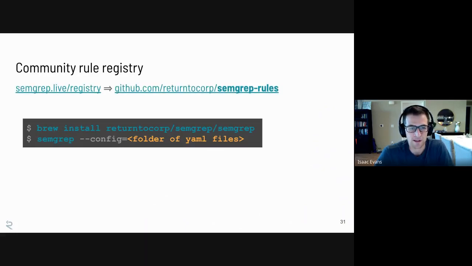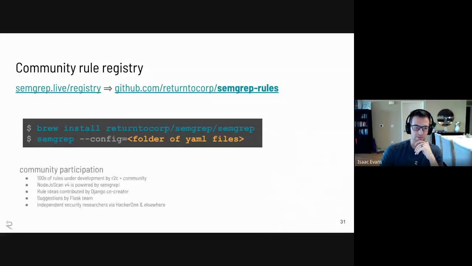So if you brew install Semgrep, when you run it with the --config argument, you can just point that at a folder of YAML files. And we have a registry on Semgrep Live, which is basically just a pretty front end to the Semgrep rules repository. It actually includes rules from some other repositories. For example, Ajin's rules, which you saw under semgrep/nodejsscan rules, are also included in the registry.